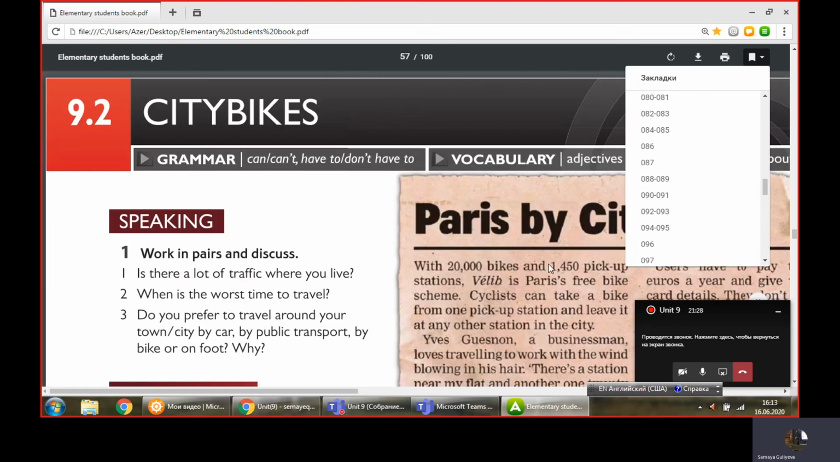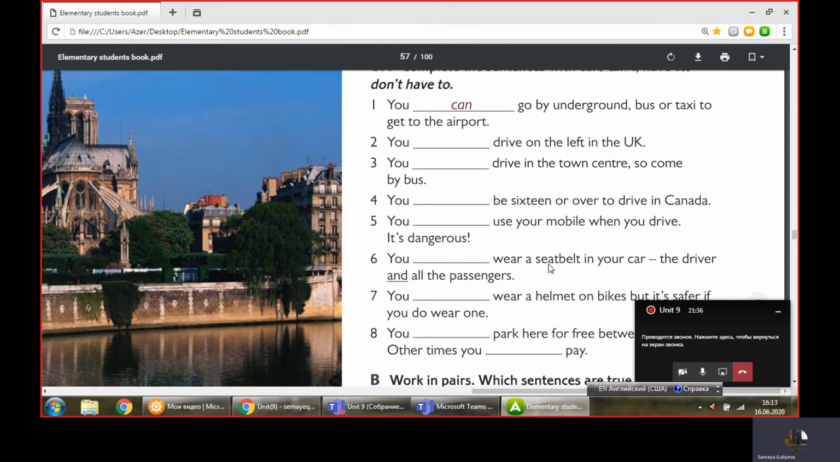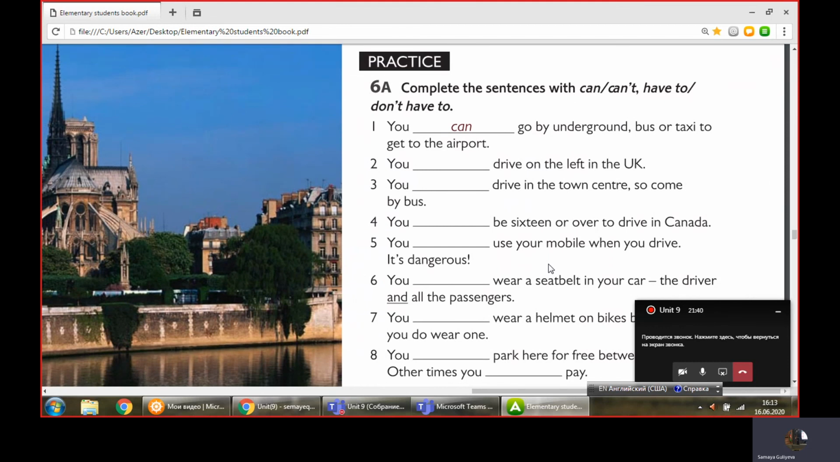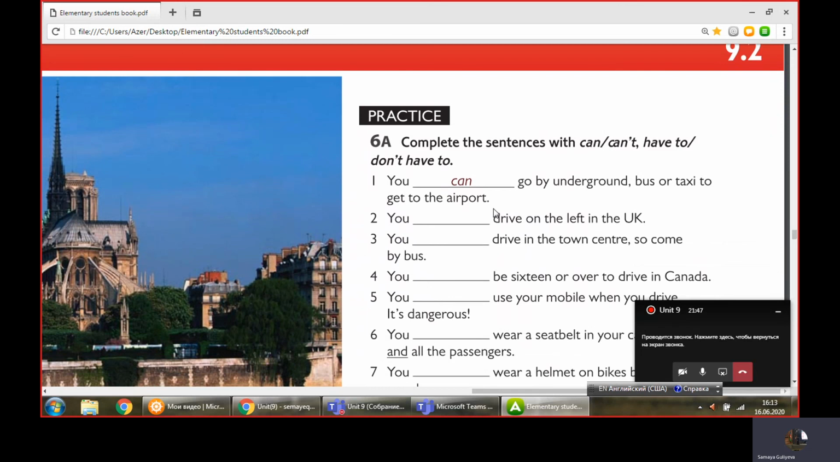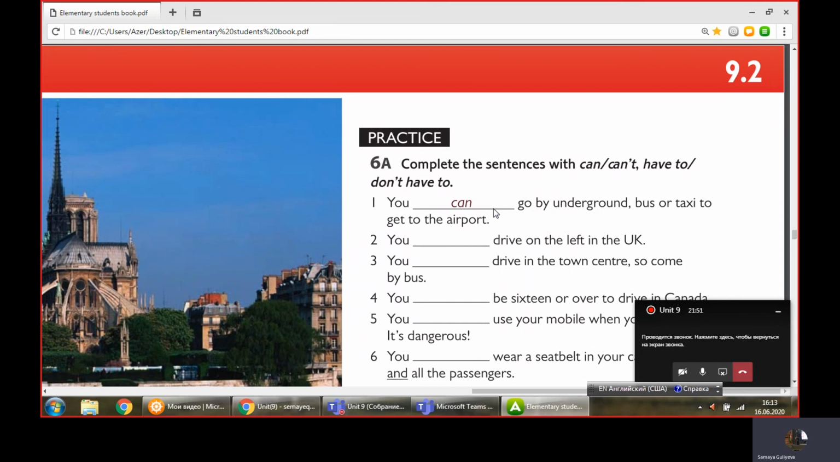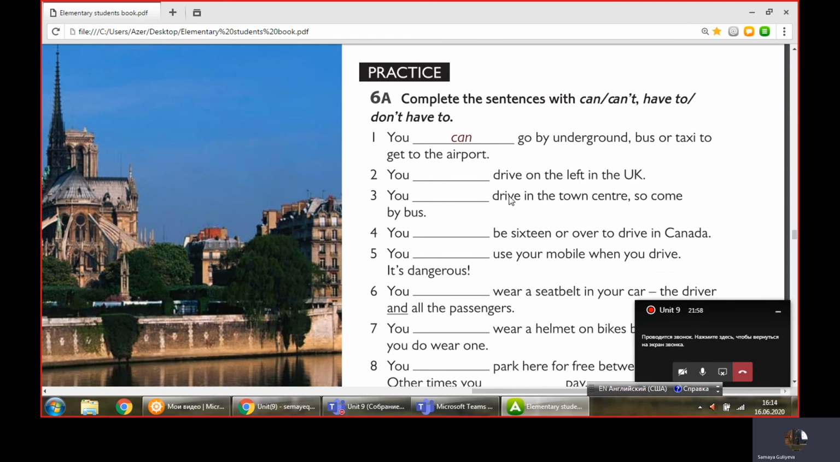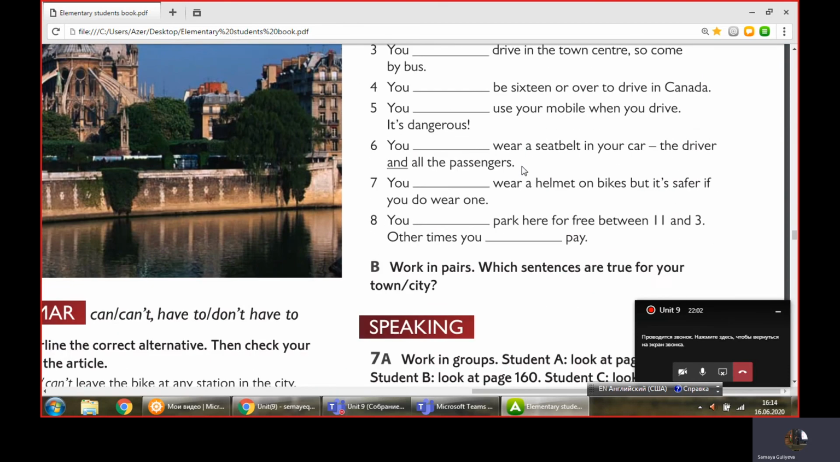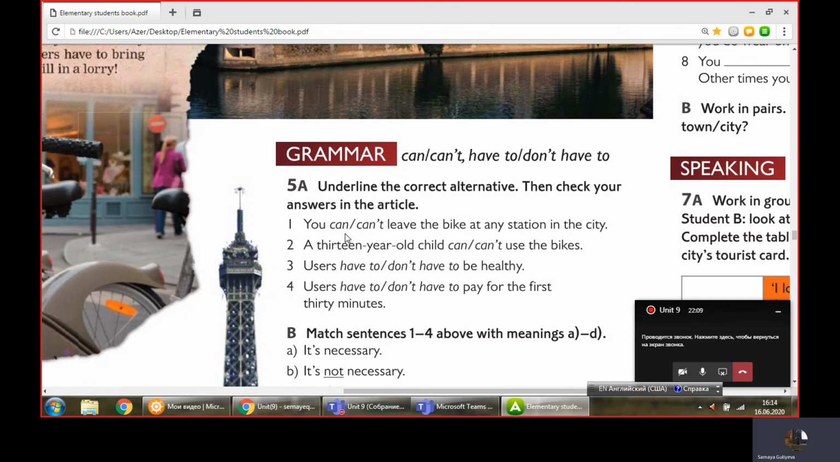Page 91. So let's use can, can't, have to, or don't have to. Of course, the answers will be directly related to the text that we looked through. So you can go by underground or by taxi. Maybe we have some tasks here. Okay, you can leave the bike at any station in the city, because according to the text we use can. A 13-year-old child can't use the bikes.